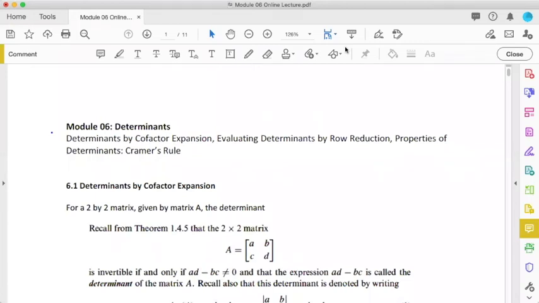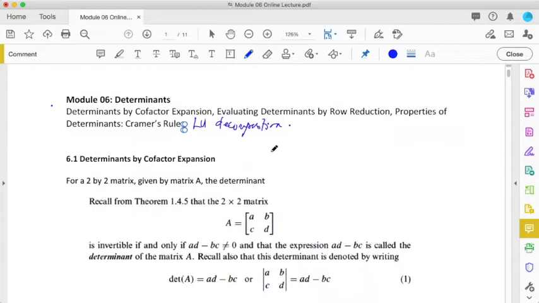So welcome back to our last module, which is module 6, Determinants. In this module, we're going to cover a few things. The first subsection is determinants by cofactor expansions, followed by evaluating determinants by row reductions and Cramer's rule. And finally, we are going to look at LU decompositions. So we have about 4 subsections to cover in this module.